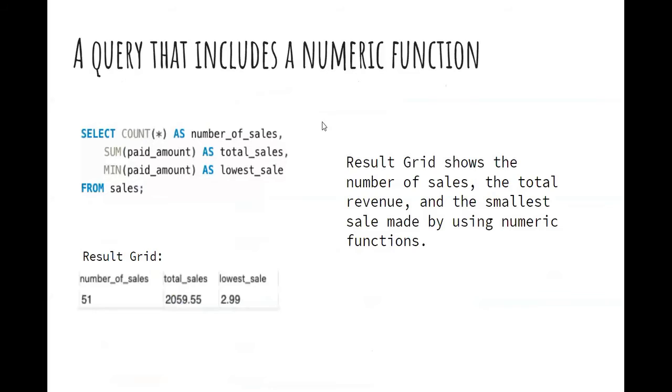This query uses a numeric function. This shows the number of sales using a count function, the total revenue using the sum function, and the smallest sale made by using the minimum function.